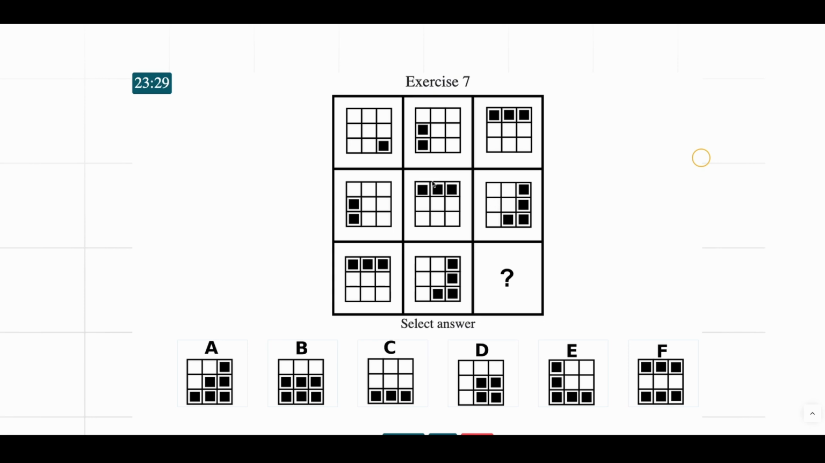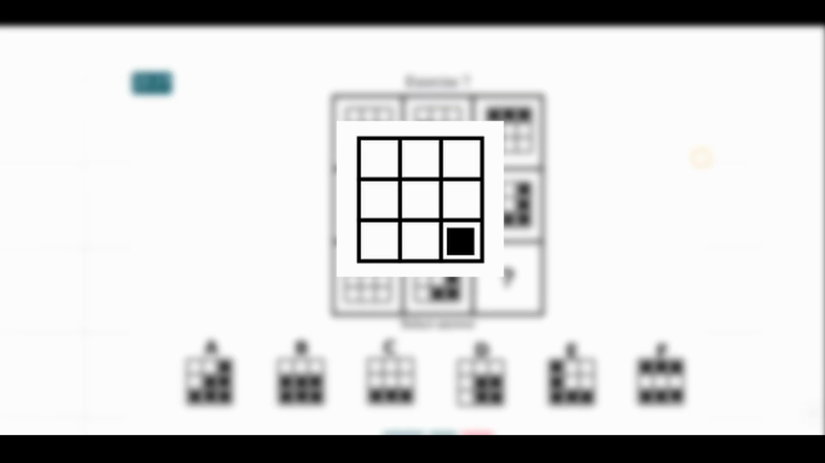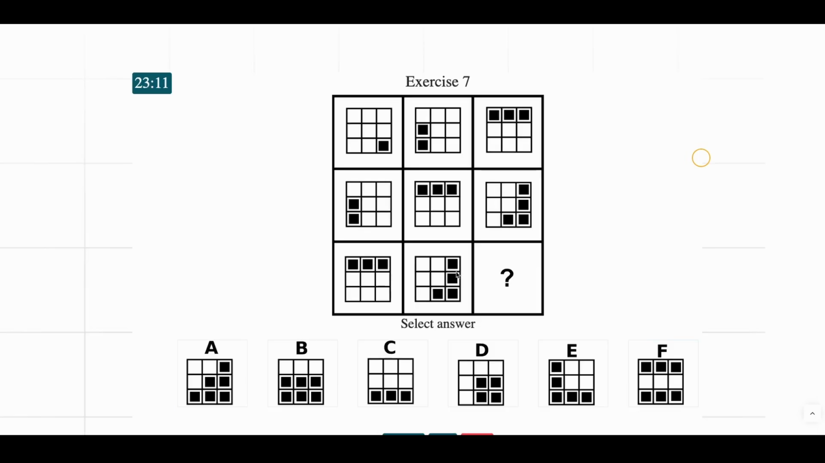In this exercise, going left to right, the mini grid here with the block rotates clockwise, and 1 block is added in the clockwise most direction. You can see how this is rotating to this, and 1 more is added each time. So here it's 3, it gets rotated, added to 4, so the rotation with 5 is going to be E.